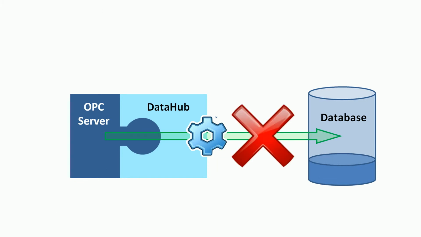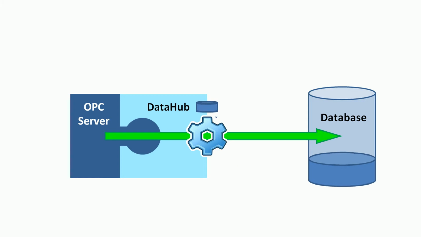If you should lose the connection to the database, the DataHub will begin storing data. Then, when the network is restored, the DataHub will send all the data to the database.